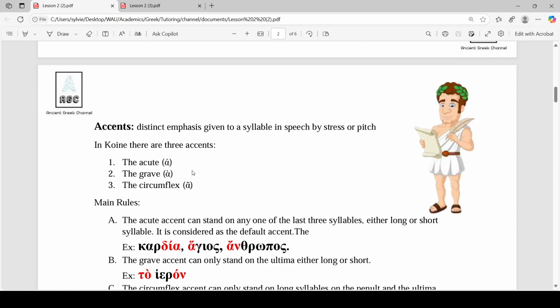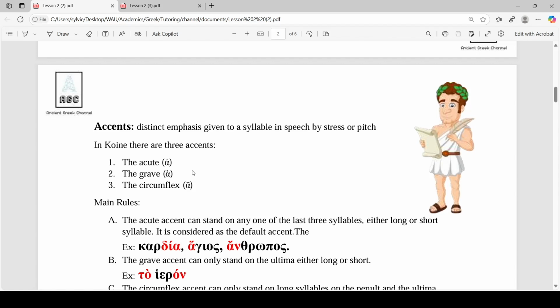Accents. Let's start with the accents. Just like in English, ancient Greek Koine also has accent. An accent is a distinct emphasis given to a syllable in speech by stress or pitch. In any word, like in English, syllables are not pronounced with an equal tone. There is always one syllable that is pronounced with a higher tone than the others in a single word, and the syllable is called the accented syllable.